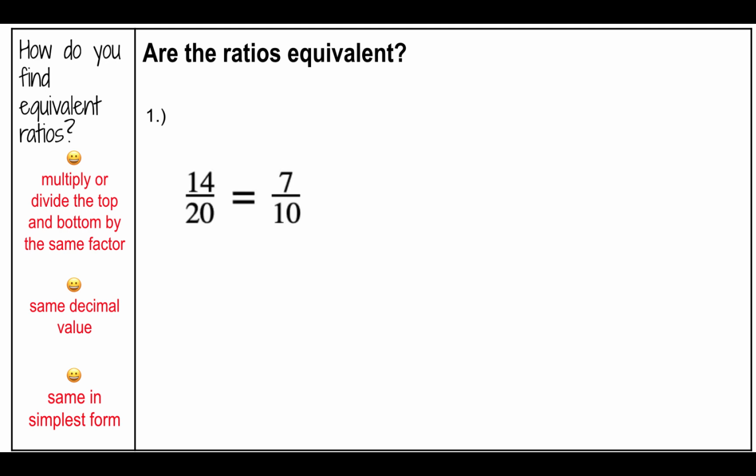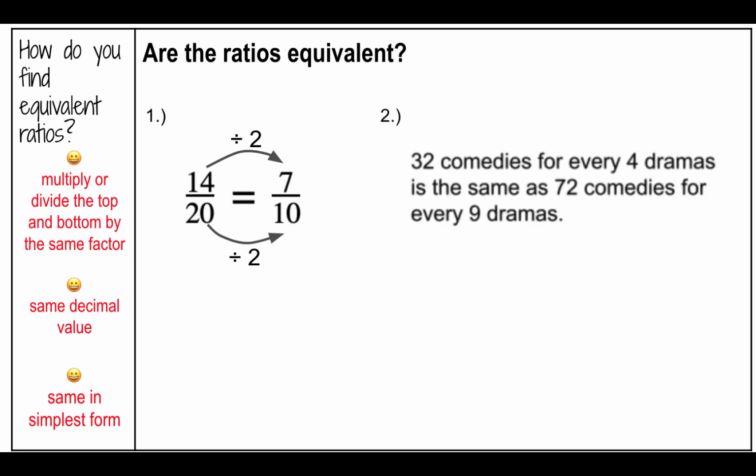Our first problem is 14 to 20. Is that the same as 7 to 10? Maybe you see right away that 14 to 7, I would be dividing by 2. 20, can you divide that by 2 and get 10? We're dividing by the same factor. Therefore, these 2 ratios are equivalent. Make sure in your notes you have the arrows and the divide by 2 like you see in front of you.